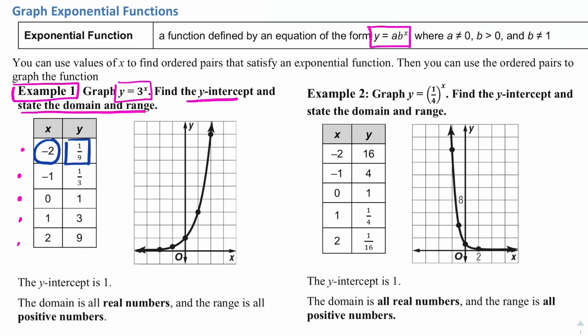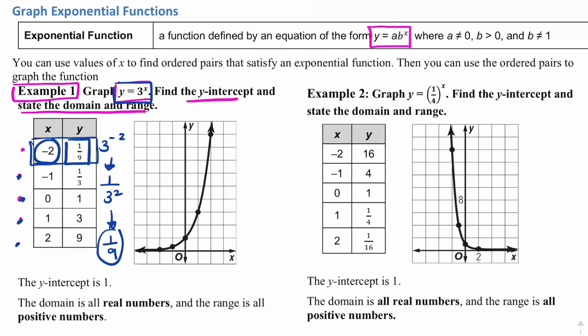So if the original function was 3 to the power of x, that means 3 to the power of -2. So we just learnt last class or the class before that is the same as saying 1 over 3 to the power of 2, which is equal to 1 over 9. So that's how I got the answer 1 over 9 for this first ordered pair. So you'll have to do that for each value of x down the side using mental math and exponent skills.